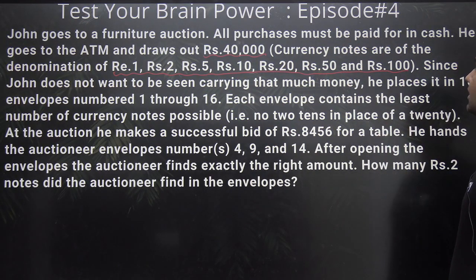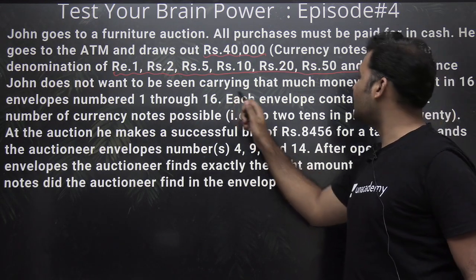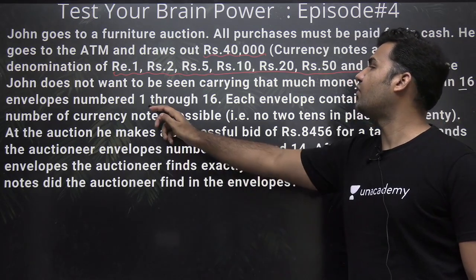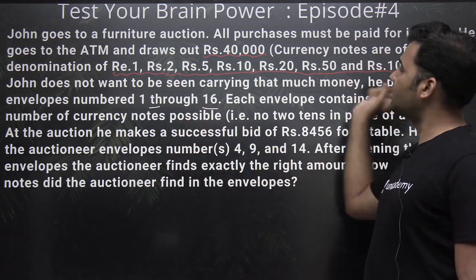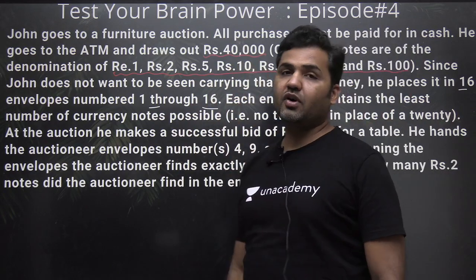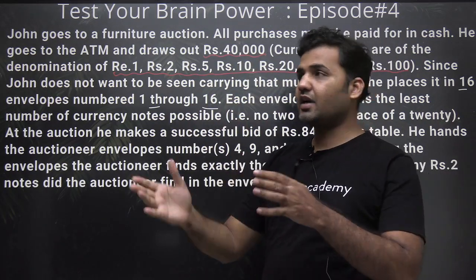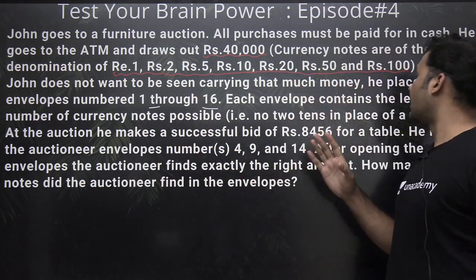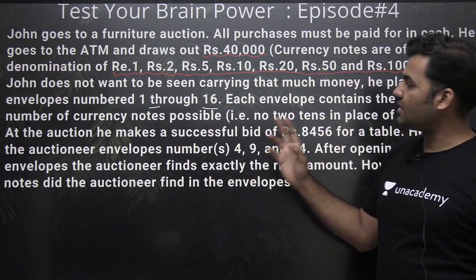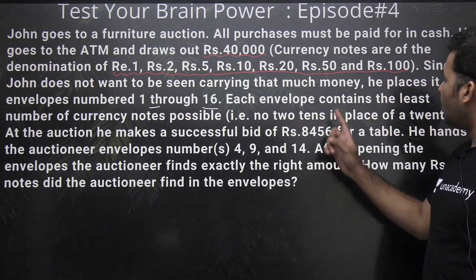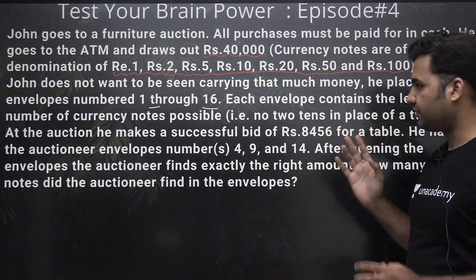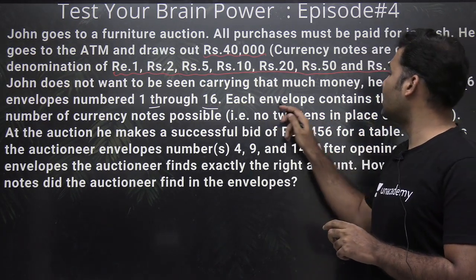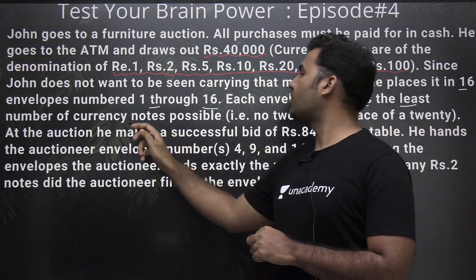The main point here: since John does not want to be seen carrying that much money, he places it in 16 envelopes numbered 1 through 16. So the total money of 40,000 rupees is placed in different envelopes, and there are a total of 16 envelopes. Now each envelope contains the least number of currency notes possible. That means no two tens in place of a 20, right? What is the meaning of each envelope containing the least number of currency notes possible?